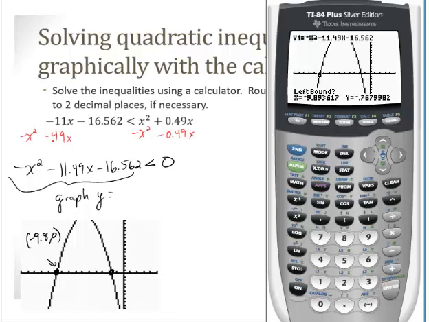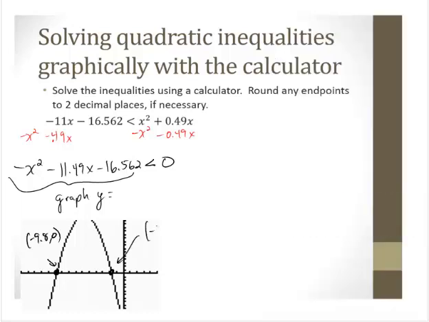Calculate, 0 command. Left boundary, hit enter, move past it, hit enter a second time, move towards it, hit enter a third time, and we get negative 1.69 comma 0. So this is negative 1.69 comma 0.